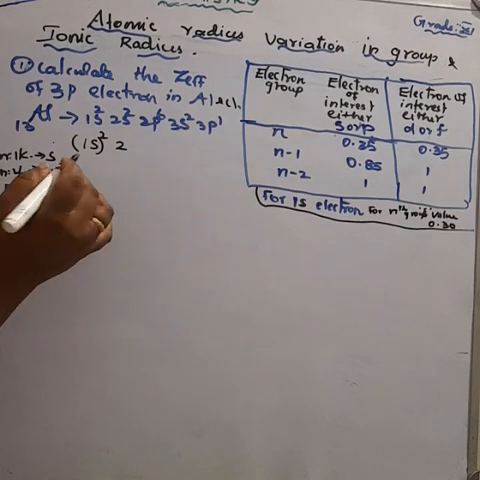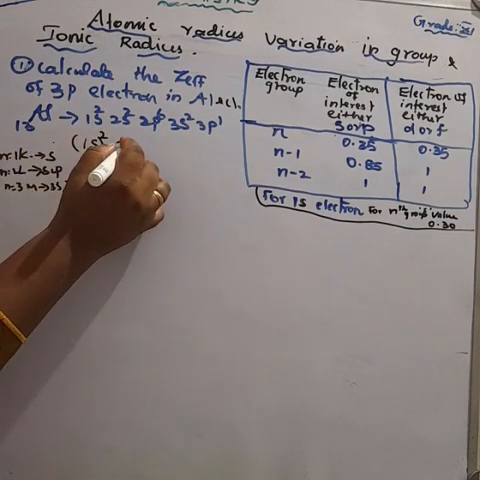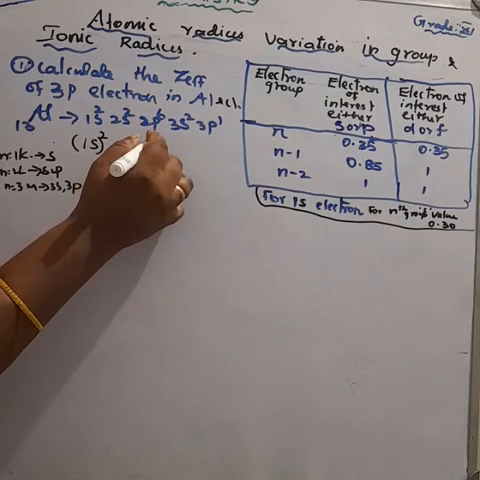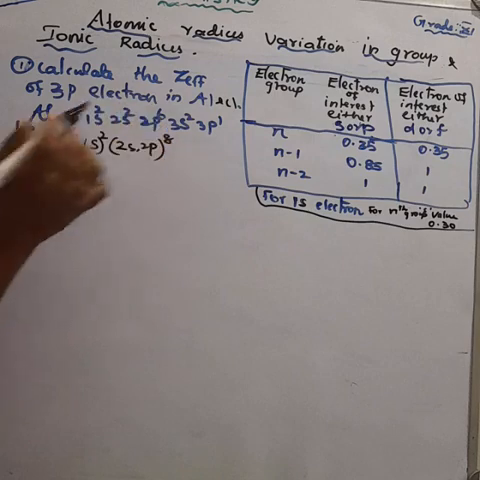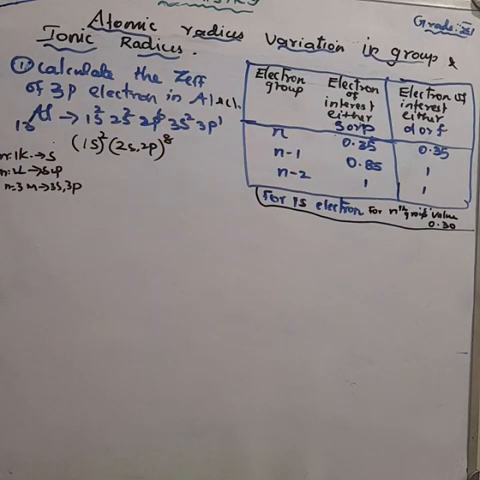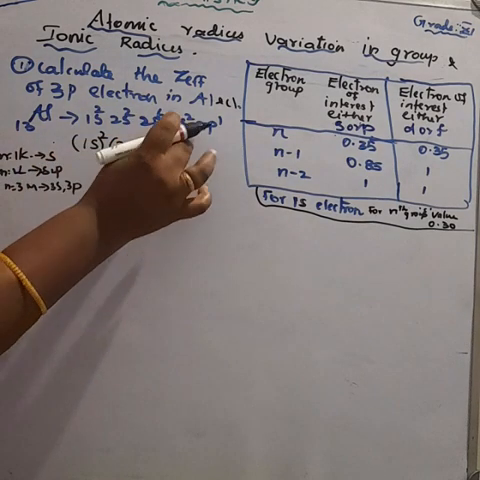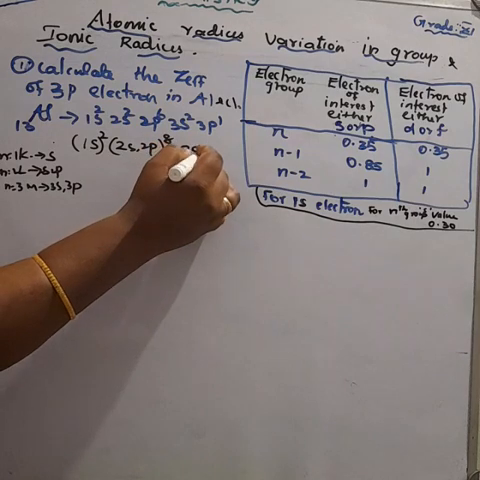First, 1s2, 2 electrons. And second, the 2s and 2p electrons we group together. 2s 2p, how many electrons are there? 6 plus 2, 8 electrons. And 3s and 3p, how many electrons here? 3 electrons.